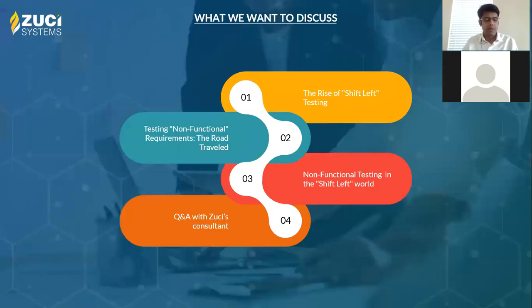The agenda for today's session will be the rise of shift-left testing, its types and some key requirements to making it happen, followed by testing non-functional requirements, the road travel, where we'll talk about how companies have been approaching non-functional requirements like performance, security, and usability over the years. And we'll conclude with non-functional testing in the shift-left world with some shift-left testing best practices.